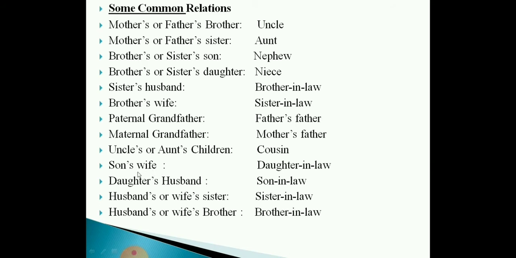Your uncles' or aunts' children are your cousins. Your son's wife is your daughter-in-law, your daughter's husband is your son-in-law, your husband's or wife's sister is your sister-in-law, and your husband's or wife's brother is your brother-in-law.